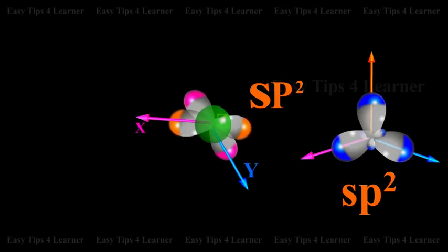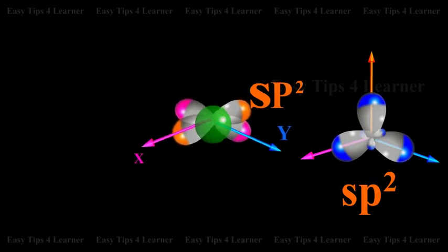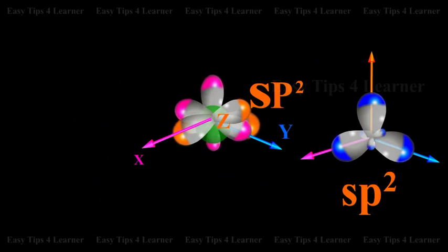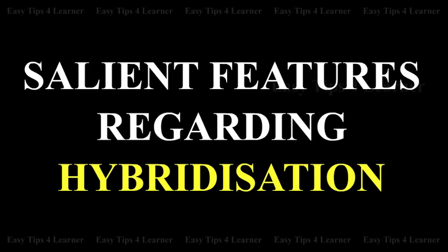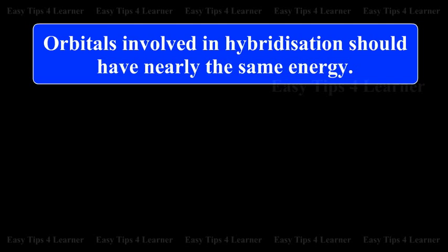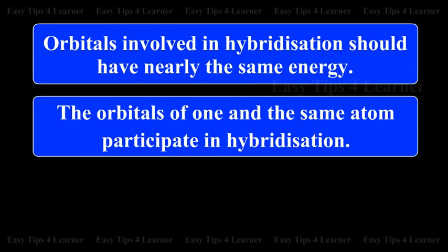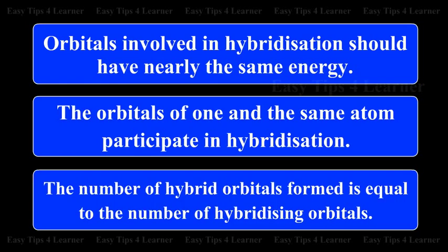Hybrid orbitals have properties entirely different from the properties of the original orbitals from which they have been obtained. Salient features regarding hybridization: Orbitals involved in hybridization should have nearly the same energy. The orbitals of one and the same atom participate in hybridization. The number of hybrid orbitals formed is equal to the number of hybridizing orbitals.